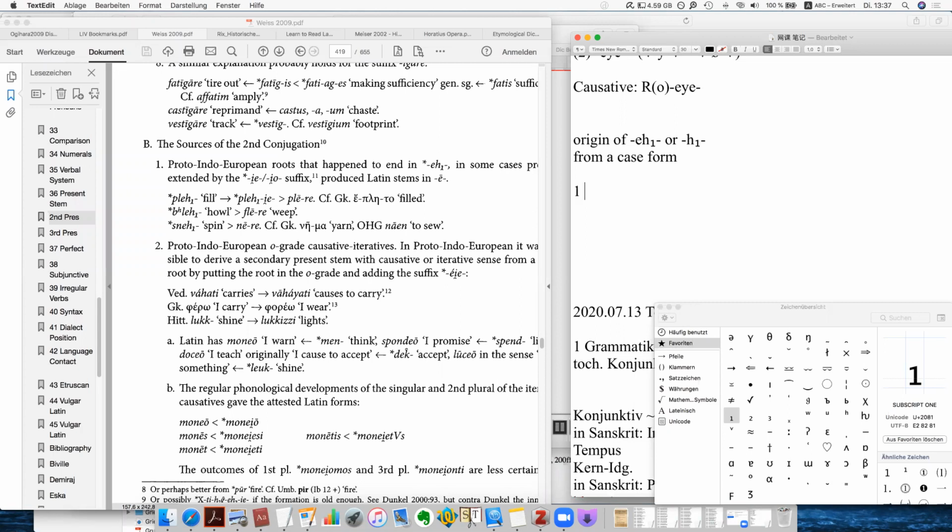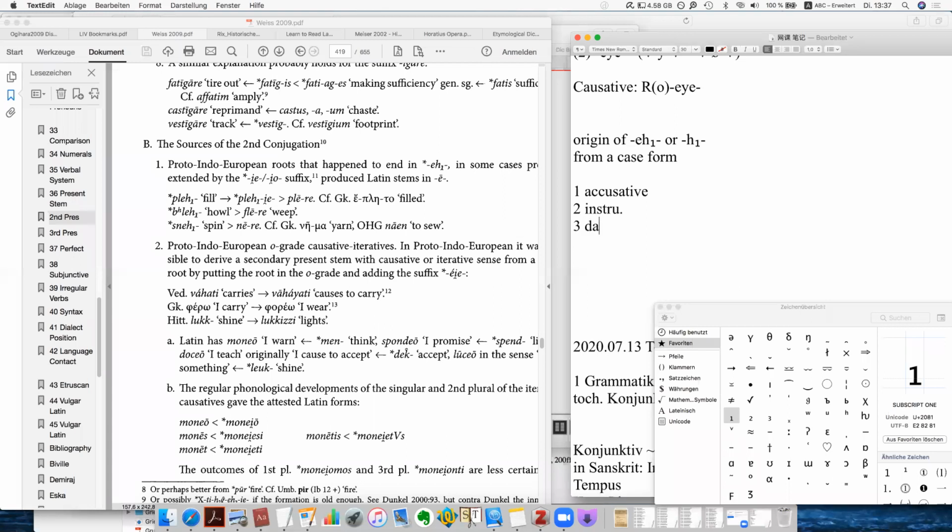There are several options. First one, accusative. Second one, instrumental. Third one, dative. Fourth one, ablative. So what is your answer?